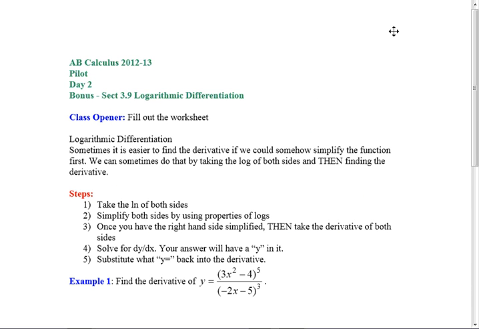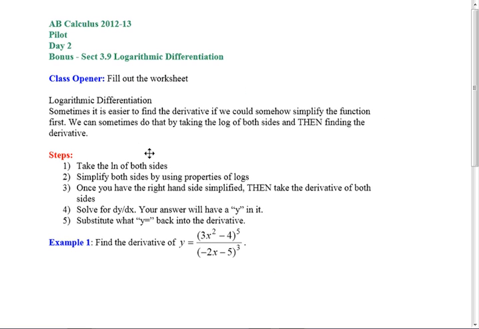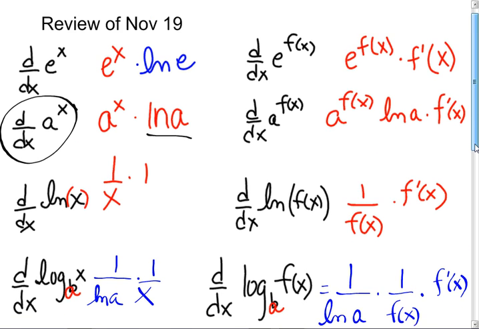Okay, you guys, we're going to do what they call logarithmic differentiation. And it's kind of a trick. Actually, let's go back to my other page and let's do another problem. I think I'll add it.